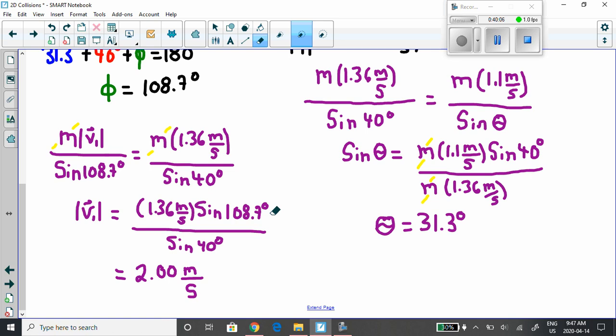Maybe you like this way better, maybe you don't. Some questions are easier to solve with trig and geometry. Some questions are easier to solve with components. Really doesn't matter as long as we achieve the solution.